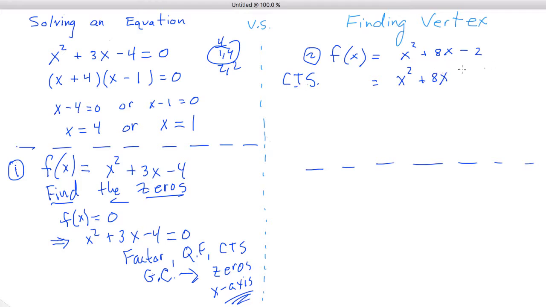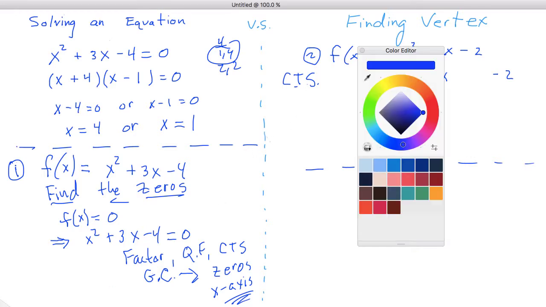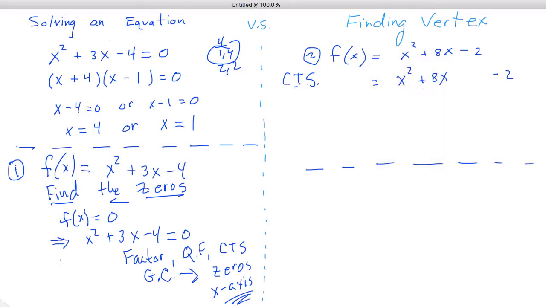okay, this is where you take the -2 and you move it over a little bit. Okay, so then you write down what b is. B is 8. B over 2 is 4, and then b over 2 quantity squared is 16. So the 16 is what we're adding right here.